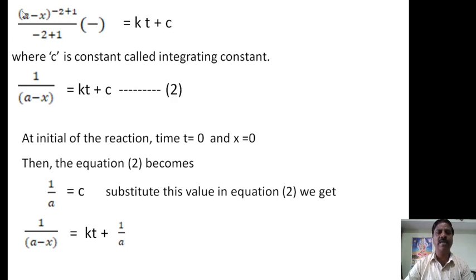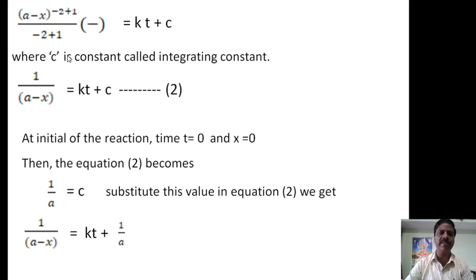Here it remains constant in this problem only, and therefore it is called the integrating constant. C is the integrating constant. Now, you must know that because it is an indefinite integration, you have to find the value of c. Here, it is our duty to find the value of c.